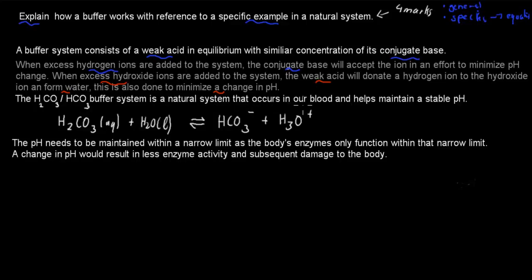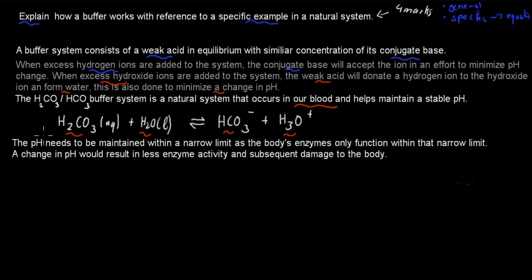So here we've mentioned where it occurs naturally in our blood. Obviously it does the same thing, it helps us to stabilize our pH. Again, I mentioned it would be good to have an equation. This is the equation. Carbonic acid plus water goes into hydrogen carbonate plus hydronium ions.